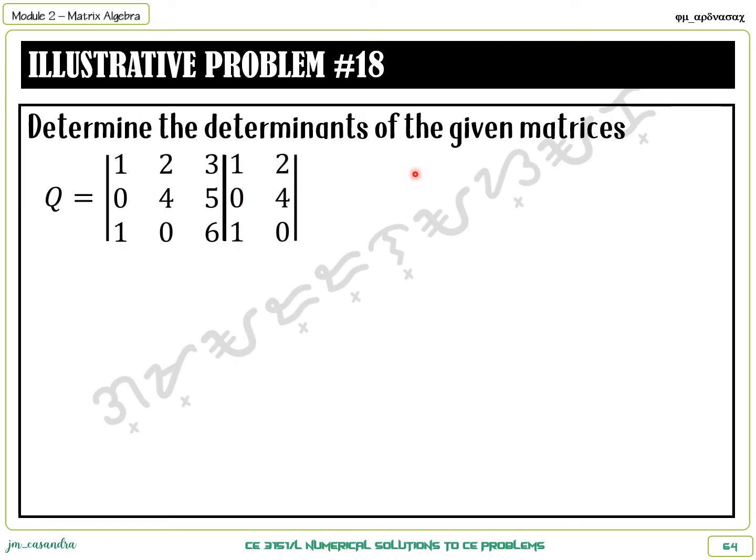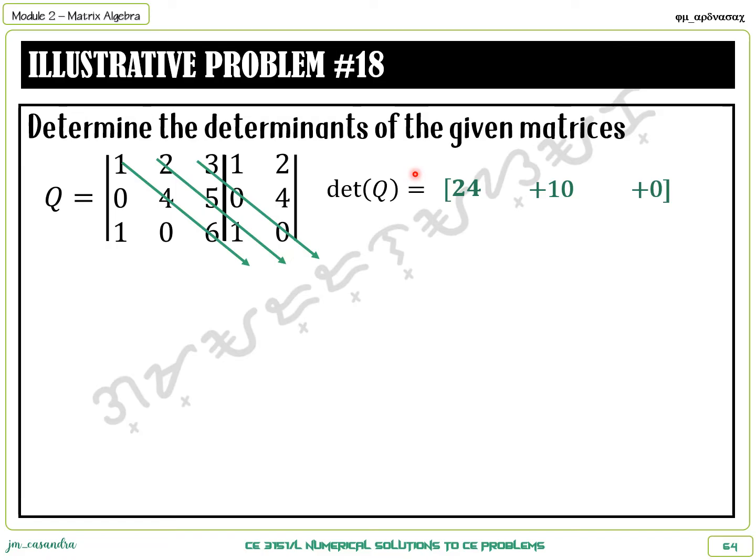So for the determinant of Q, that will simply be the sum of the products of the downward elements minus the sum of the products of the upward elements. So for our downward right elements, we'll have 1 times 4 times 6, which is equal to 24. Next, we have 2, 5, 1, that's equal to 10. And we have 3, 0, 0, so that's equal to 0.